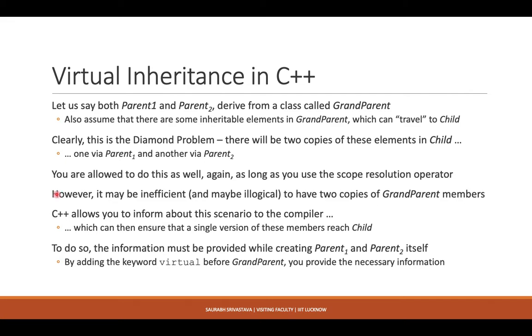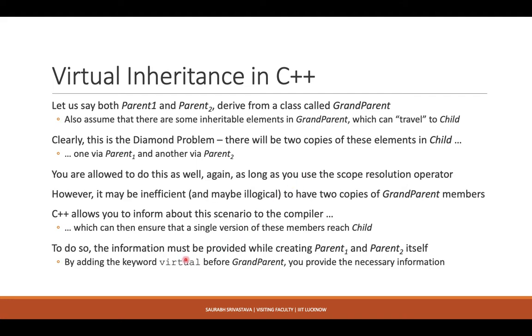So this might be inefficient and it might be illogical too, that it's exactly the same member which is having two copies. So C++ allows you to provide advanced information to the compiler that I am going to have something like a diamond shaped inheritance, so please make sure that there are no multiplicities for the members coming from grandparent. So in that case, C++ compiler makes sure that only a single copy of the elements coming from grandparent are maintained for the child class.